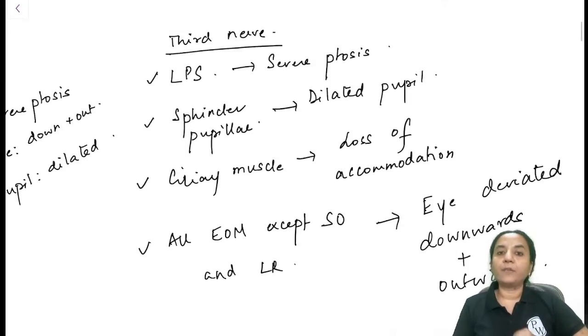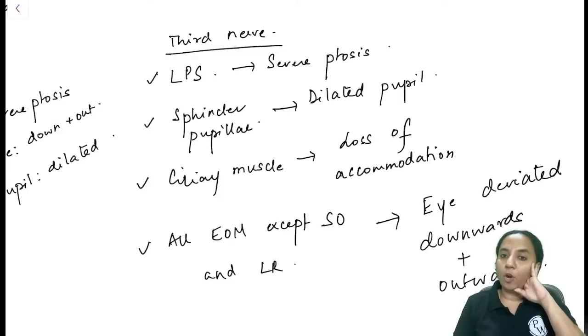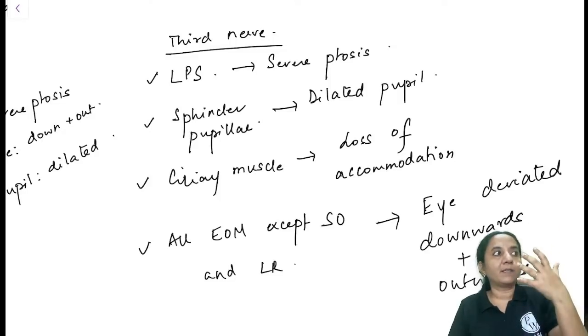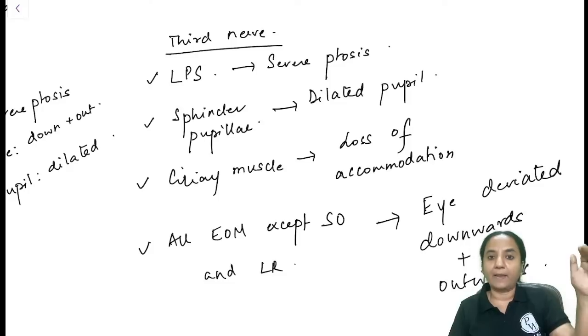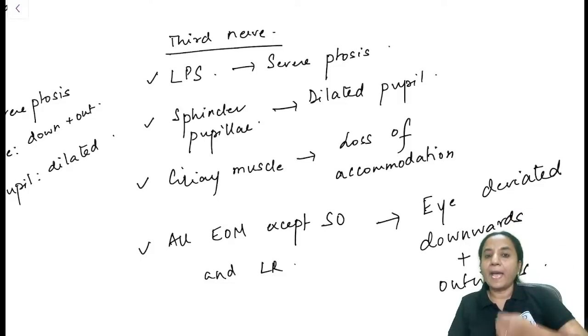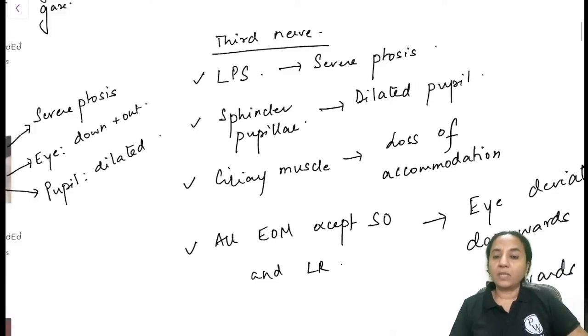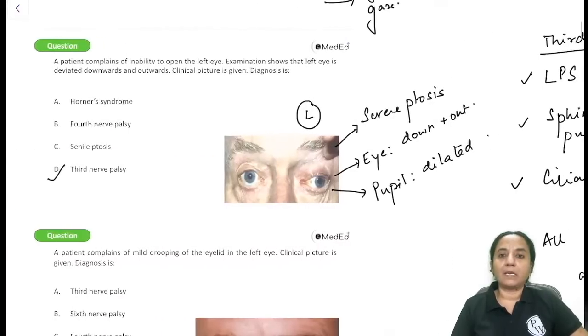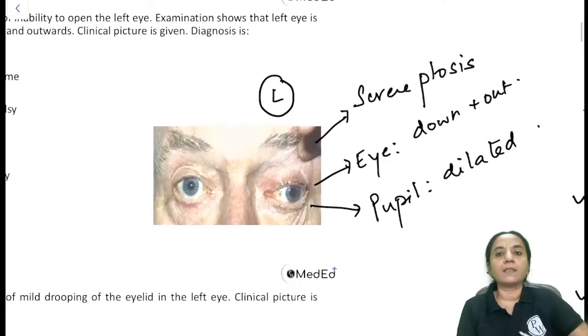So देखो, these are the features of third nerve palsy. We have severe ptosis, we have loss of accommodation with a dilated and fixed pupil, and all the extraocular muscles are lost except SO and LR. Now SO क्या है? SO is a depressor, so it pulls the eye down, and LR is an abductor, so it pulls the eye out. So the eye is deviated downwards and outward. So this is actually third cranial nerve palsy, which is given to us in this image.